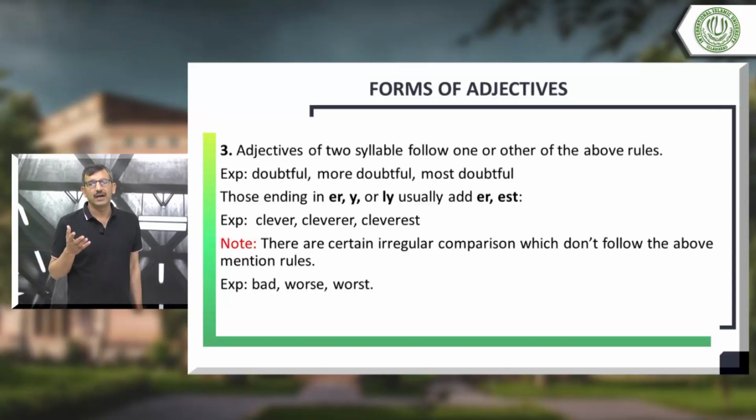Adjectives of two syllables follow one or other of the above rules. For example, doubtful, more doubtful, most doubtful. Those ending in er, y or ly usually add er or est in comparative form and superlative form. Note there are certain irregular comparisons which do not follow the above mentioned rule, like bad, worse, worst.